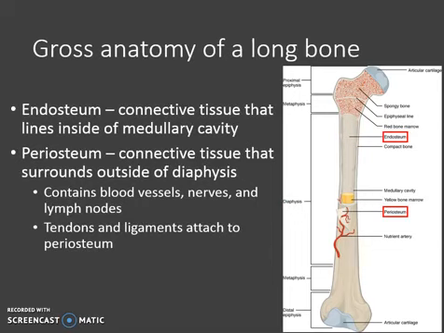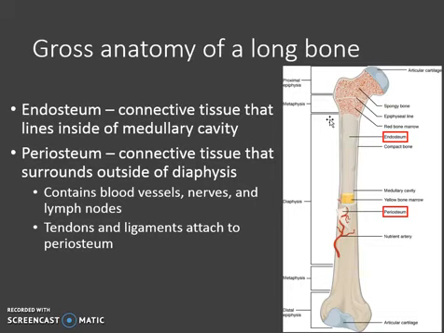On the inner and outer surfaces of the long bone, you have some connective tissue. So lining the inside of the medullary cavity, you have the endosteum. And then on the superficial surface or the outer surface of the diaphysis, you have the periosteum. And the main function of the periosteum is it helps to hold blood vessels, nerves, and lymph vessels and nodes up against the bone. Tendons and ligaments also attach to the periosteum.